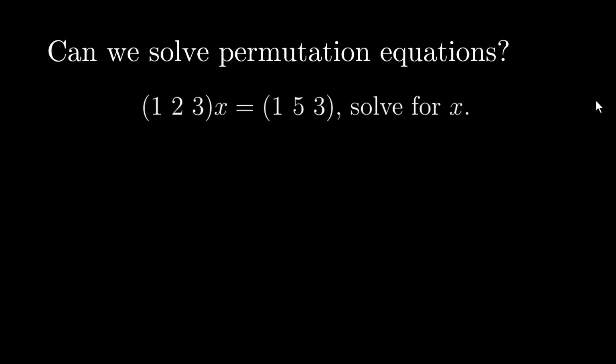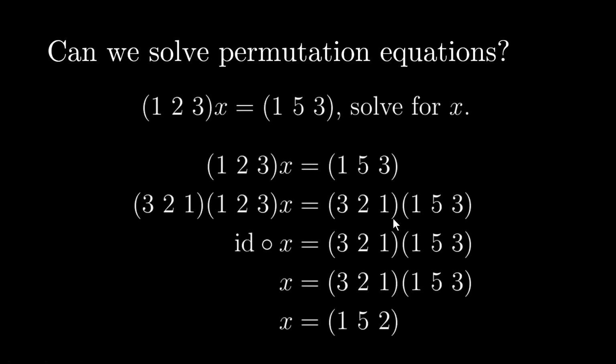Okay, so let's go back to this problem. If we compose 1, 2, 3 with x and we get 1, 5, 3, how do we solve for x? Let's try the same method as before. We multiply 3, 2, 1 to both sides on the left, because in general, composition of functions isn't commutative, so it matters whether we multiply on the left or on the right. But we don't worry about commutativity here, just associativity.